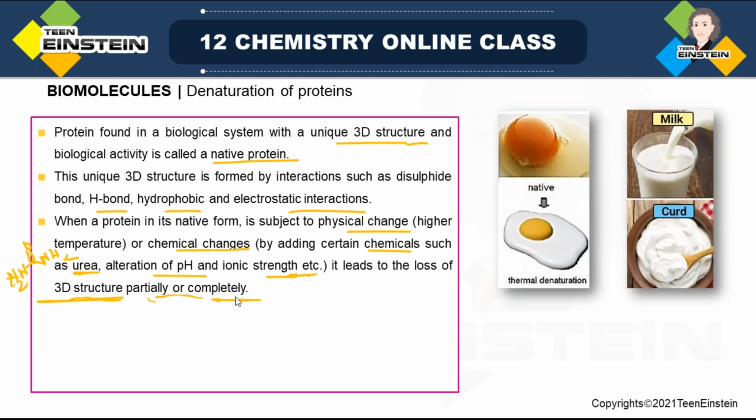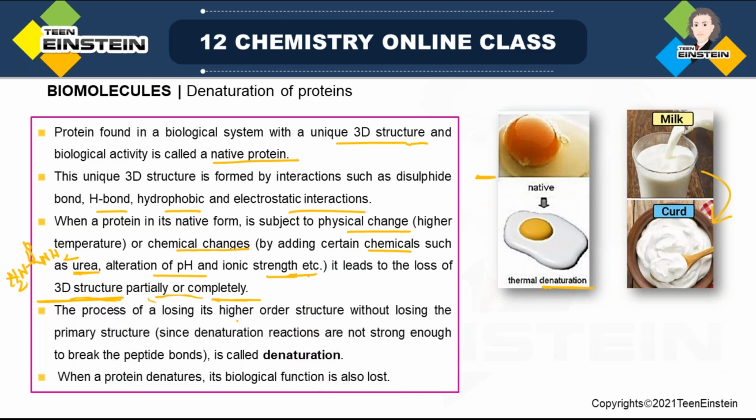Okay, a very common example is egg, and when we are increasing the heat, it is changing its form. Now it is becoming solid. So this is thermal denaturation. This is physical change, higher temperature. Fine. Then if you add a little amount of curd in warm milk and keep it for some time, it will be converted to curd. So in this case, we are increasing the acidity, and there is a specific bacteria which is basically doing this. But here chemical changes occur. Okay, alteration of pH. So 3D structure will be damaged. So this is denaturation.